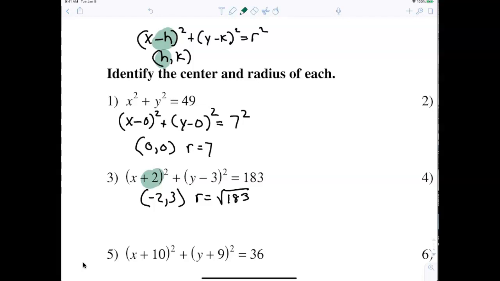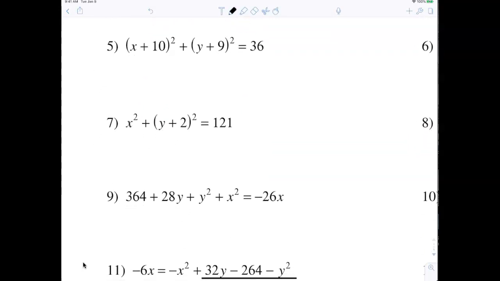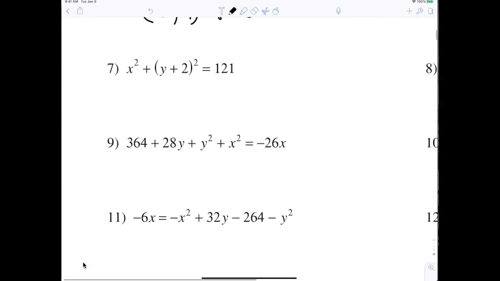All right? So here we go. Number 5. Everybody should be able to quickly tell me that the center is? Look how easy. -10, -9. And of course now the radius is what? The radius is 6. I told you. Simple, simple, simple. Now again, we can look at number 7 and say, obviously, the center of the circle is, and the radius is 11. So obviously, that is very simple.